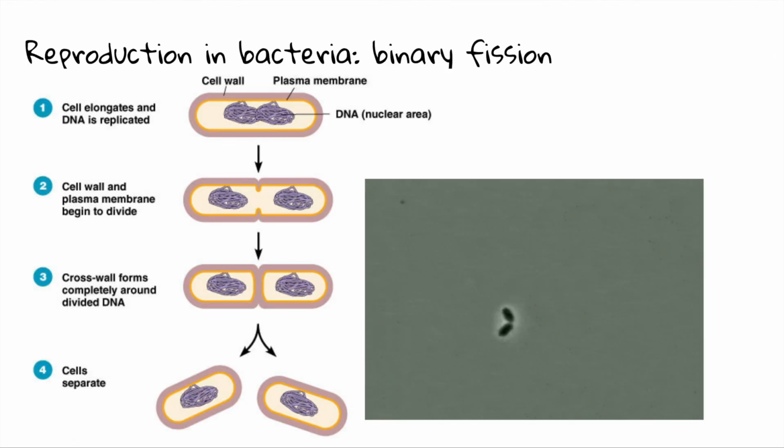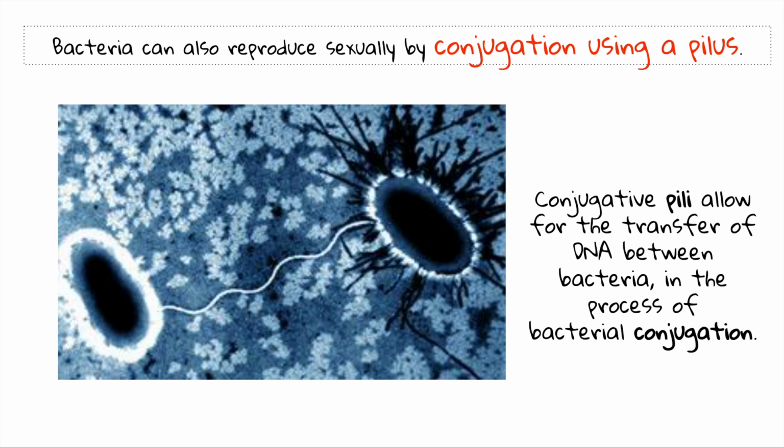So bacteria reproduce by binary fission to produce two identical cells. They can also reproduce sexually by conjugation using a pilus. Conjugative pili allow for the transfer of DNA between bacteria in the process of bacterial conjugation. So this allows for certain variation in the prokaryotic cells, as it is a sexual process.